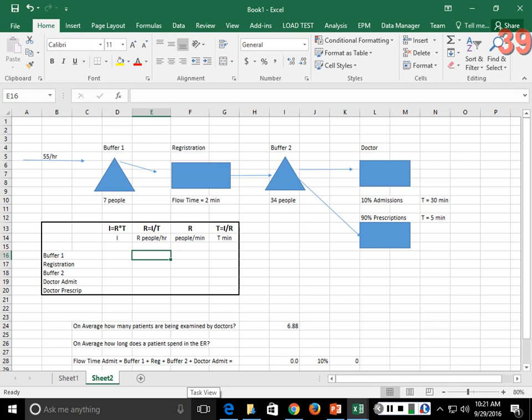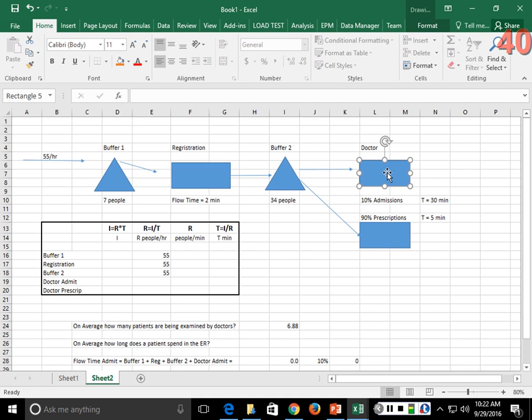So what's our throughput at buffer 1? Let's go with Taylor. What's our throughput at buffer 1? 55 people an hour. Yep, it's 55 people an hour, okay? What about at registration, Rachel? 55. 55, right? Courtney, back to you. What about at buffer 2? How many people are going through that step of the process? 55. 55, that's right. Zach, how many are getting admitted to the doctor? 34. Okay, there are 34 people waiting here, okay?